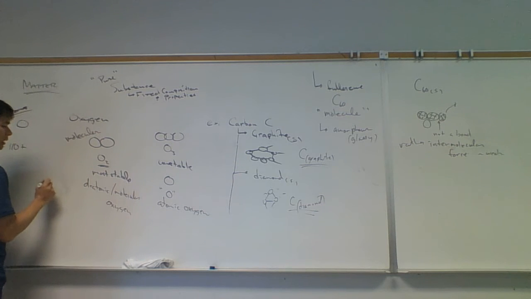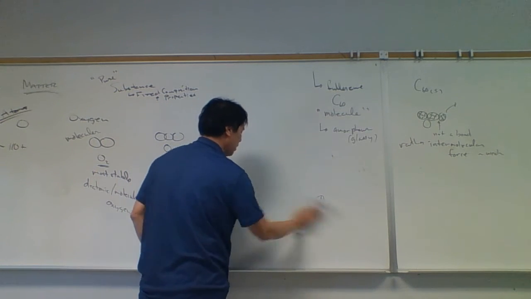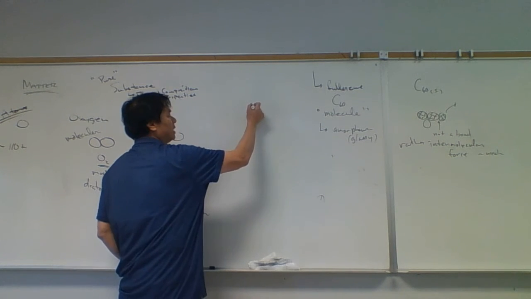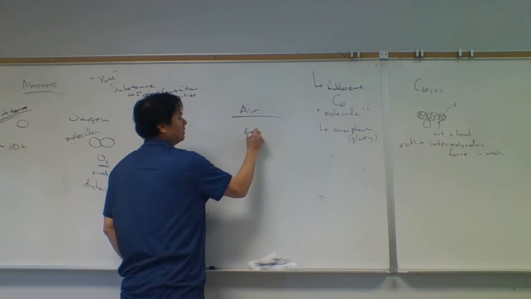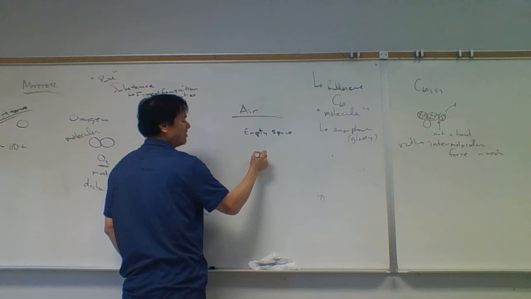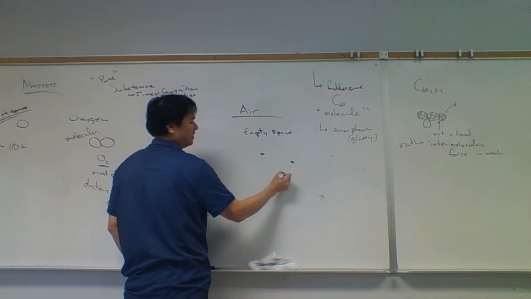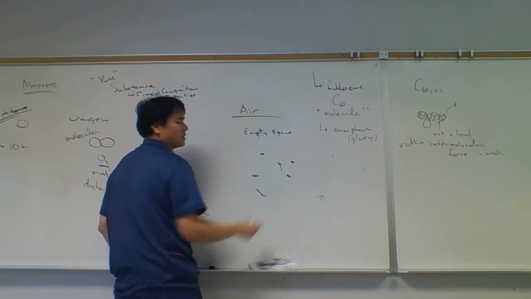Now, these are individual molecules, so if we look at air, then air is going to have oxygen in it, but it's going to look like this. If we look at a sample of air, it's mostly empty space. And then we'll have some oxygen molecules here. These oxygen molecules are just moving about in random directions like this.